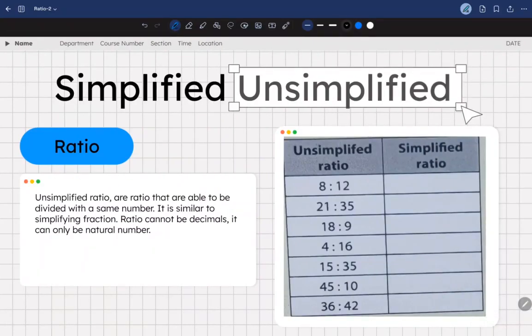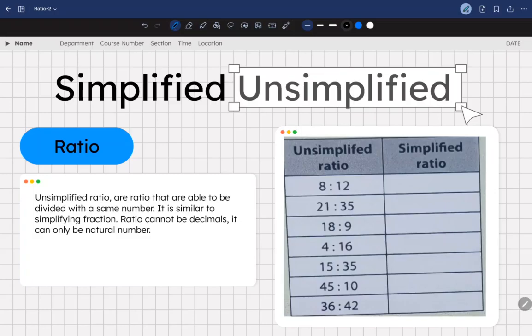Now, there are 2 different types of ratio. Firstly, the simplified ratio, and secondly, the unsimplified ratio. Unsimplified ratios are ratios that are able to be divided by the same number. It is similar to how simplifying fractions work. Ratio cannot be decimal. It can only be natural numbers.